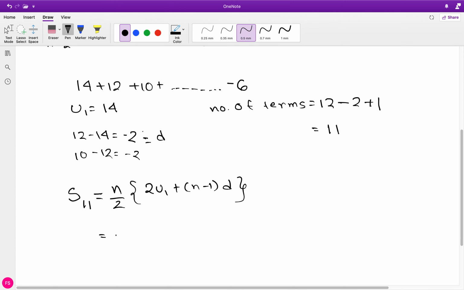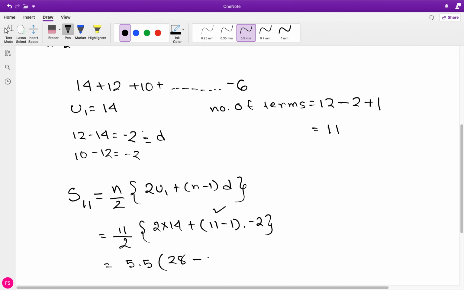In this case, n is going to be 11 because there are 11 terms in the series. The first term is 14, plus (n equals 11) 11 minus 1, and the common difference is negative 2. 11 over 2 will give you 5.5. 14 times 2 will give you 28. Then you always do this first: 11 minus 1 is 10. 10 times negative 2 is negative 20.